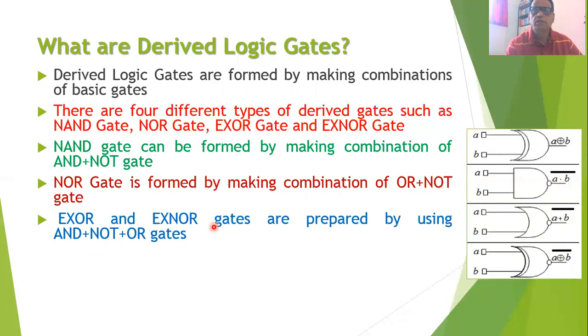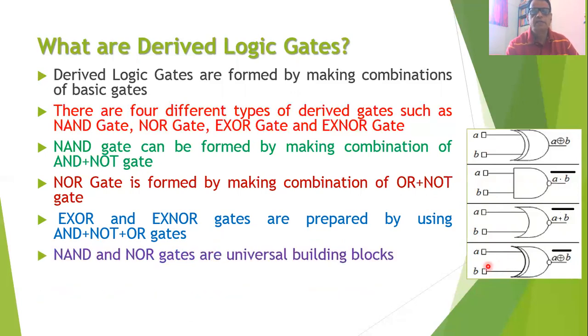It is also possible that we can construct the exclusive OR gate and exclusive NOR gate. And whenever we want to construct the exclusive OR gate and exclusive NOR gate, then we need to make the combination of AND gate, NOT gate, and OR gates. Say for example, this is the exclusive OR gate, and this last one is being called as the exclusive NOR gate.